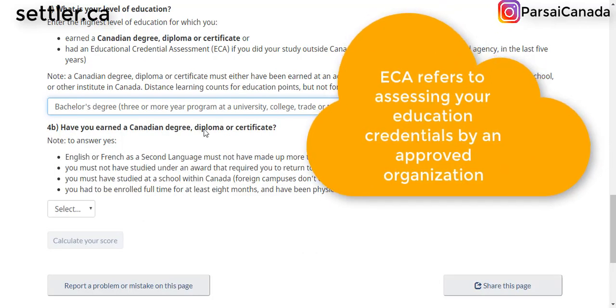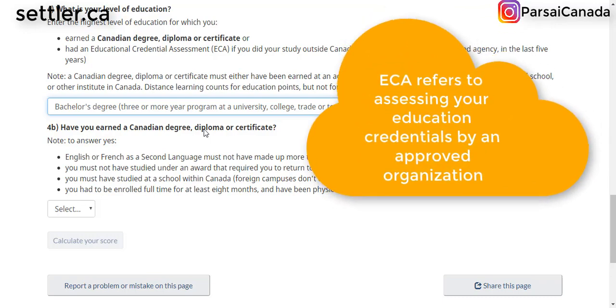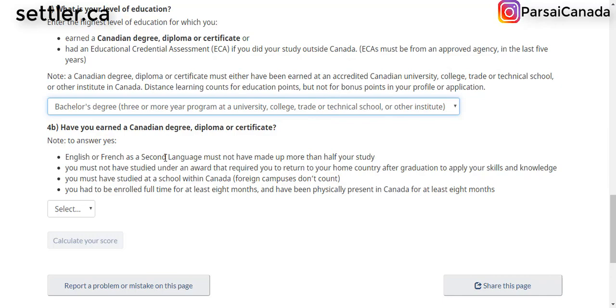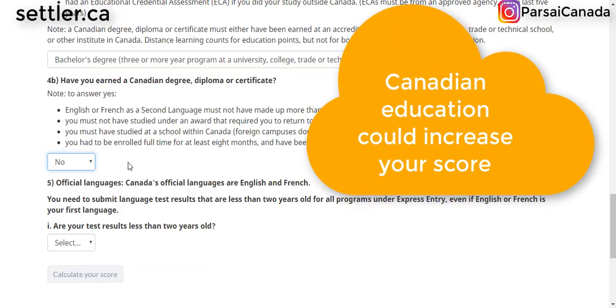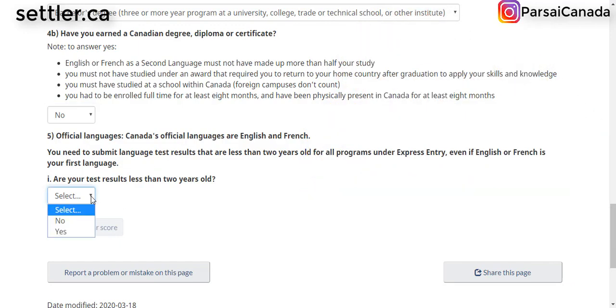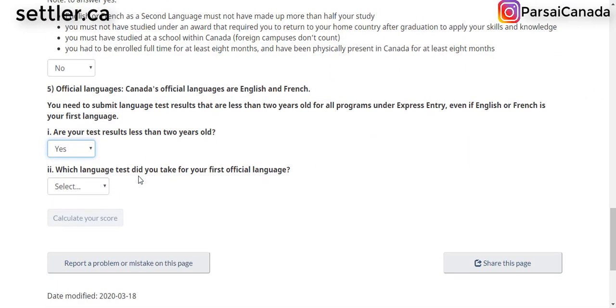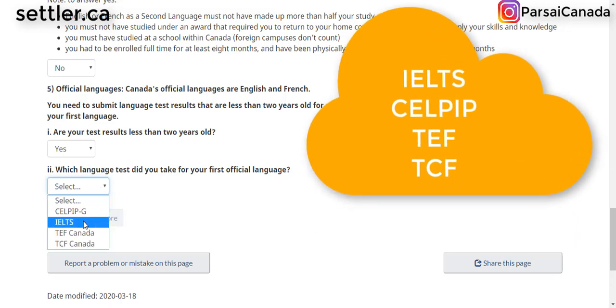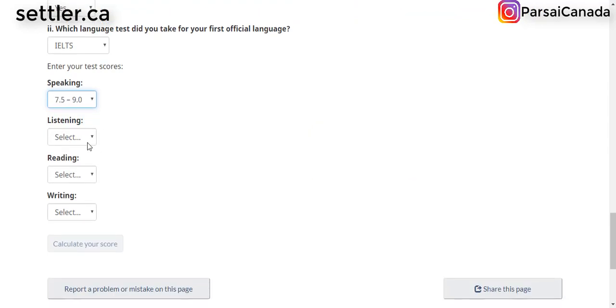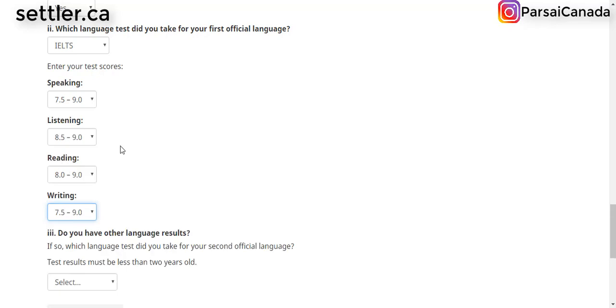And by the way, you need to make sure that you evaluate your credentials from outside Canada. Have you earned a Canadian degree, diploma, or certificate? Let's say no. Then, have you taken any tests in the past 2 years? I say yes, because if you say no, then you do not qualify at all. Now, which language test did you take? Let's say I took IELTS, and I get the highest score on speaking, listening, reading, and writing.